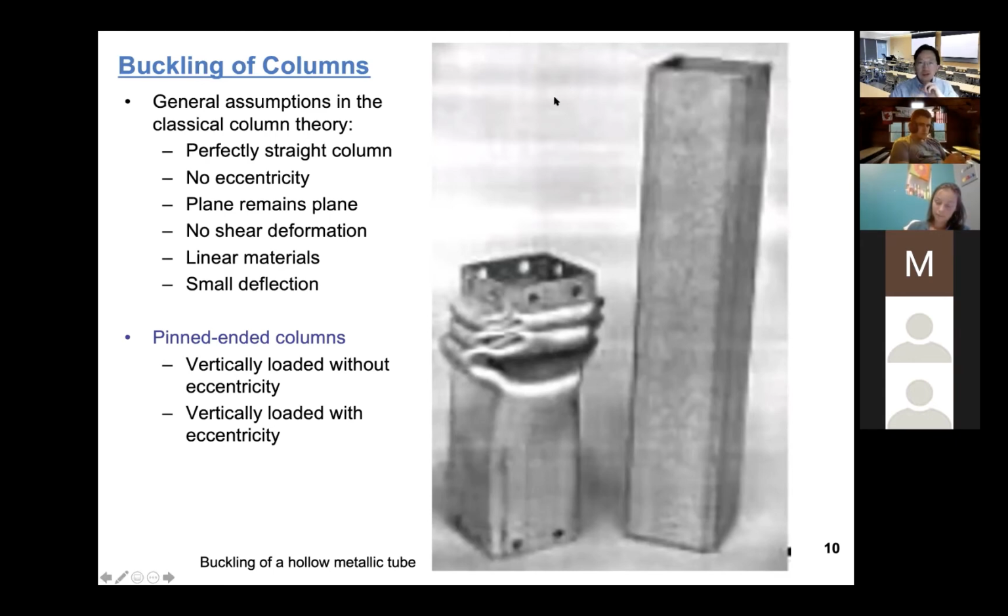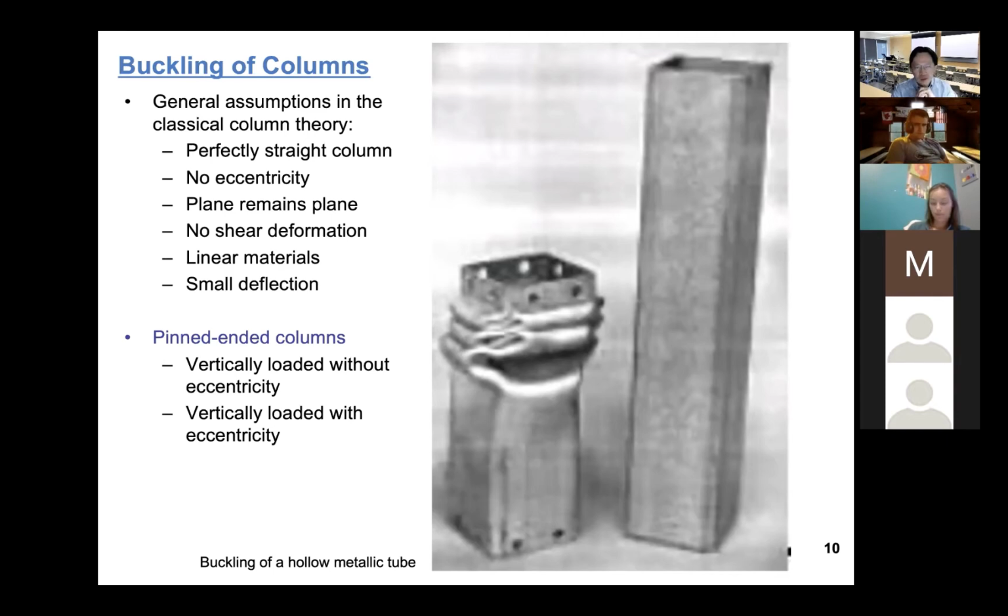When we say no shear deformation is considered, that means the deflection of the column is mainly due to bending, not due to shear. Real column bending actually has 2 components. As you know, when the column starts bending, there's always moment action and also shear action. By assuming that shear deformation is not considered, all we have to consider is just moment. And the 5th assumption is called linear materials.